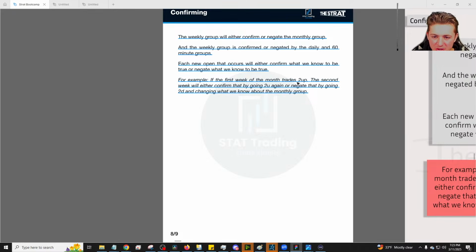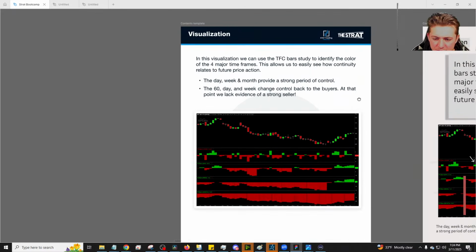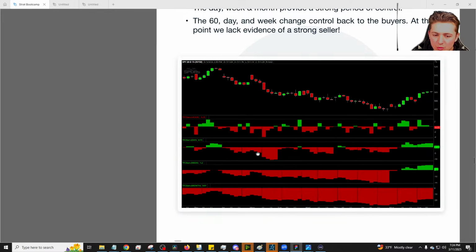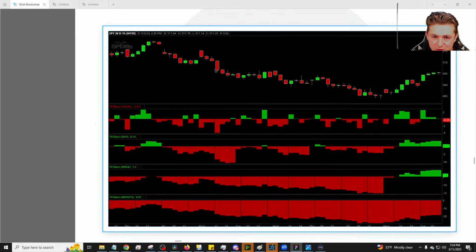And you can get inside bars, right? Which just means you're going to confirm or negate next week, because the inside bar tells us it hasn't done anything. But that's the rough idea. Now, I just want to show you the visualization of this. So this is with one time frame with some indicators, which you can find in the Discord under TFC bars in the indicator section. If you go to stratalerts.com/Discord, you can find it.